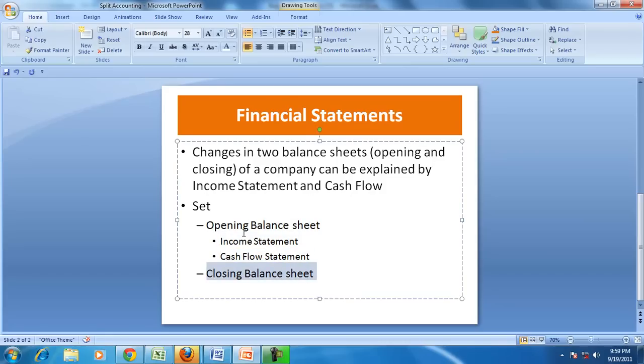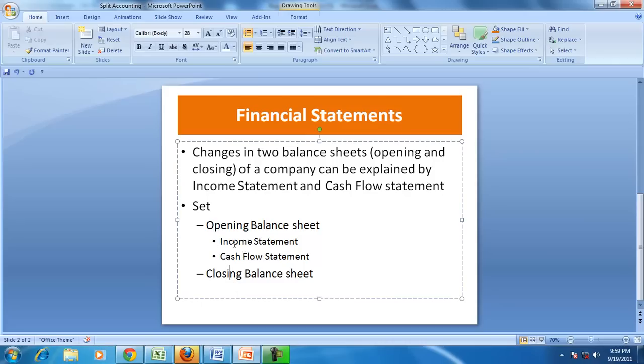But the changes in these two balance sheets, the opening balance sheet and the closing balance sheet of a company, can be explained by the income statement and the cash flow statement. So it is possible to prepare a cash flow statement if the opening balance sheet, income statement and closing balance sheet are given.